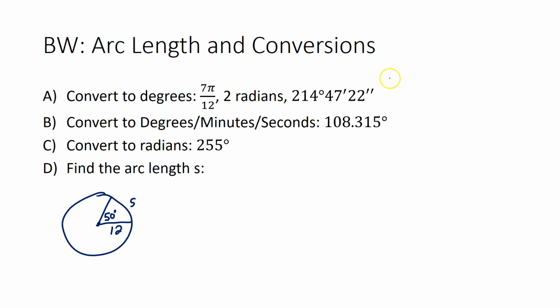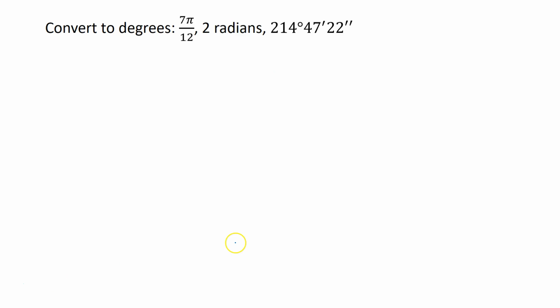So arc length and conversions, these are things that we've seen before. If you want to pause the video and try them, then we can try them together. All right, let's see how we do. So we're going to convert these to degrees. So we have first 7 pi over 12.